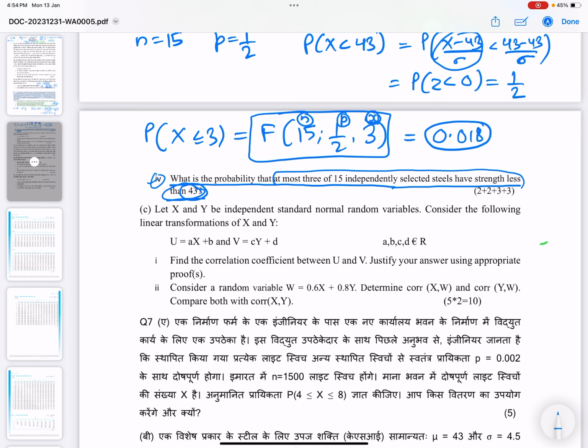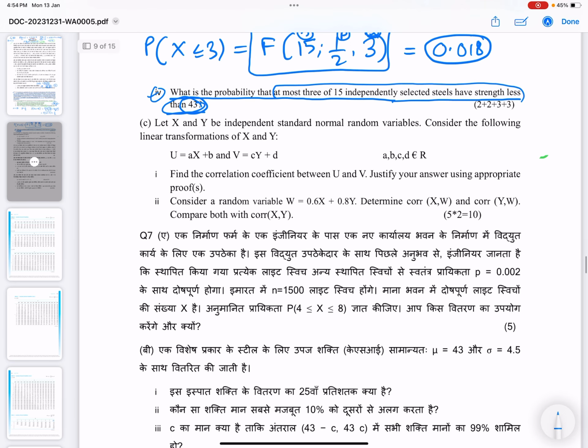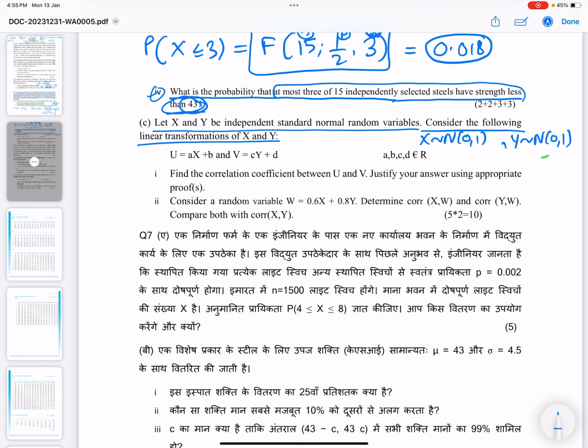Okay, now moving on to the last question. Let X and Y be independent standard normal variables. So it is given to us that X follows normal 0, 1, and Y follows normal 0, 1. Consider the following linear transformation of X and Y: U equals aX plus b, V equals cY plus d. And they are independent. First, we are supposed to find the correlation between U and V.